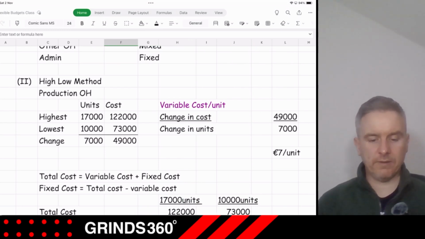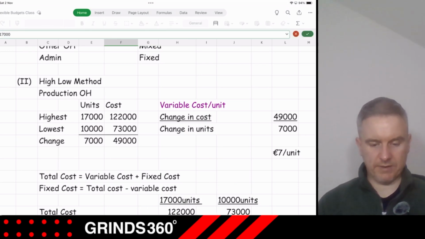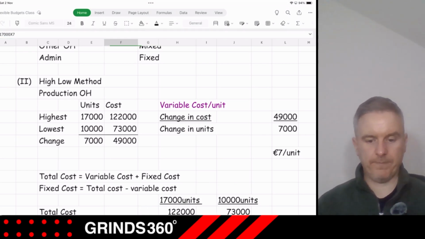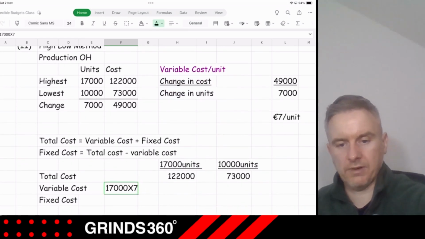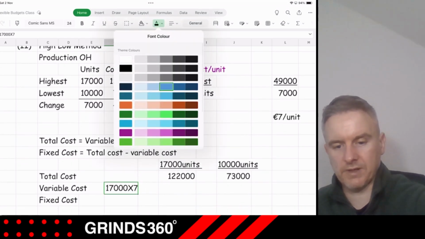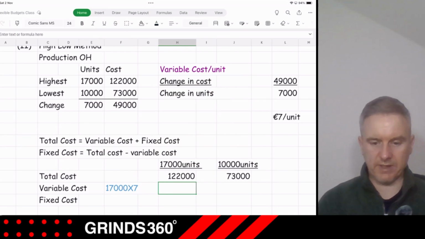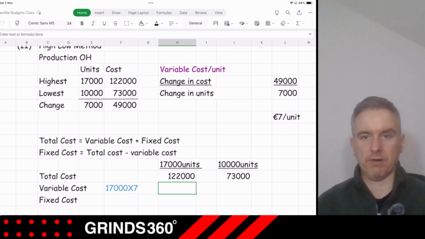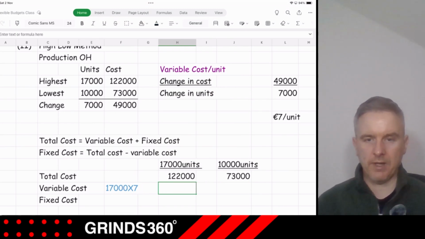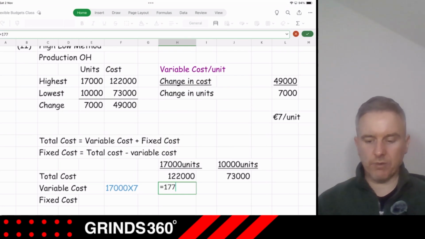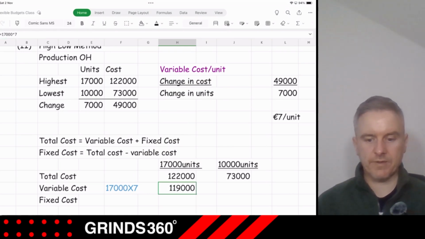So all we need to do is say, right, my variable cost was €7 per unit. So 17,000 times 7. I'm just showing it in blue because it's a working, all right? And you'll start to see my notes. If it's a calculation that I'm doing, I'll put it in blue so as you can see, if you're looking back on the file later on, you'll be able to see, oh yeah, that was something that we calculated ourselves. So we're taking our 17,000 and multiplying by 7. So 119,000 for the variable cost.